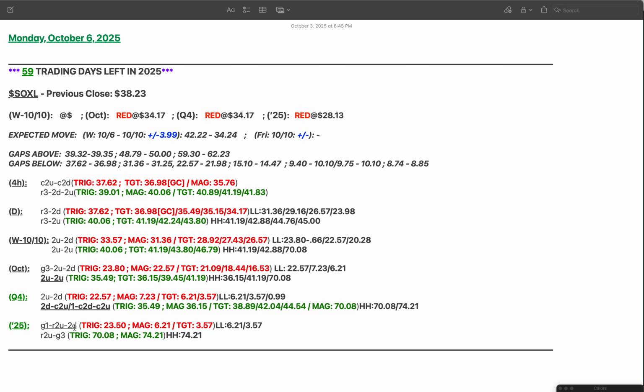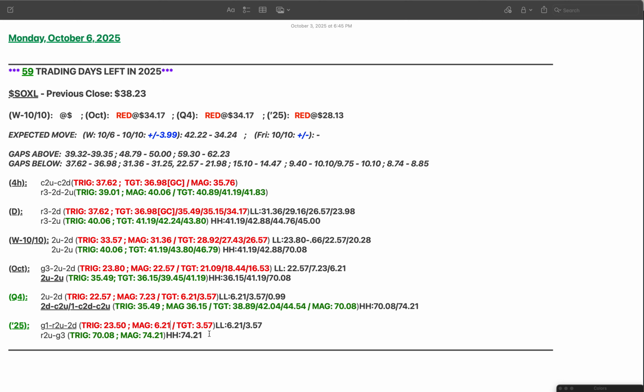From the year perspective, again, go back to the video if you want to see this chart, but from a numbers perspective, we did trigger the 1, 2 up, 2 down. That triggered at 23.50 earlier on in the year. The magnitude was 621. We didn't quite get there, but in April, we hit that 723. So from that perspective, we have created a higher low.